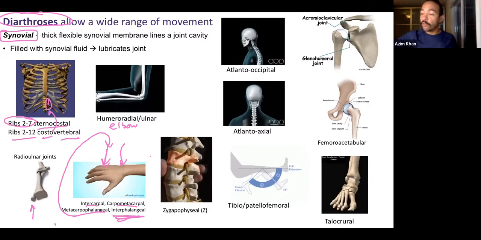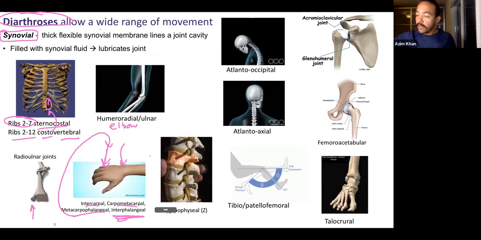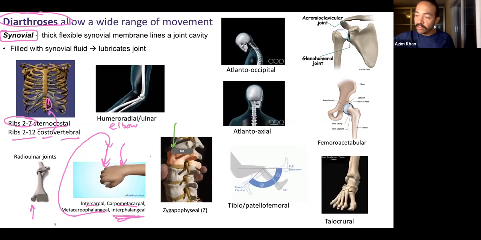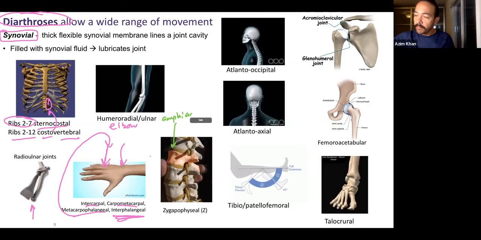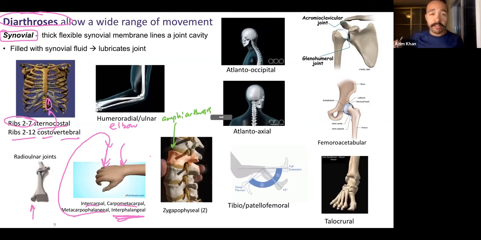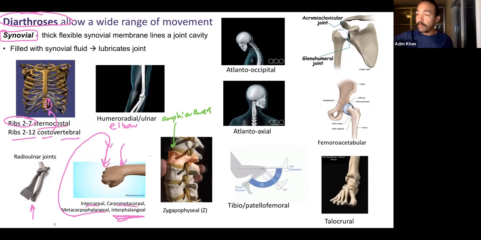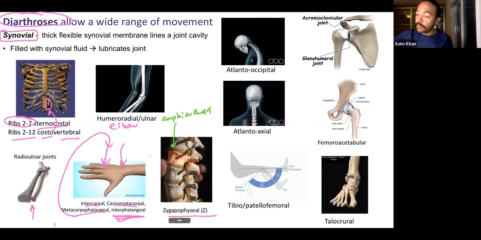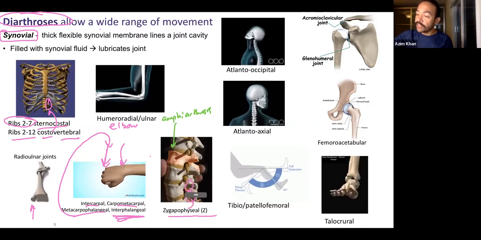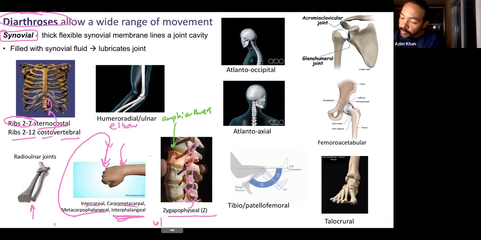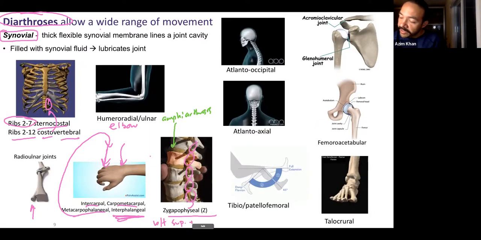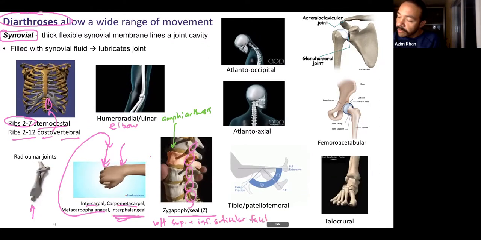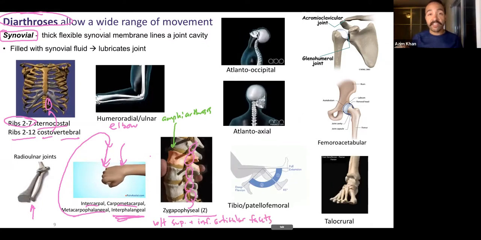I said that for your vertebrae, between the bodies, that's an amphiarthrosis. The intervertebral discs are the amphiarthrosis. But the movable part of your vertebrae, because you can clearly move your vertebrae a lot, is between the superior and inferior articular facets. Let me write that down. Between superior and inferior articular facets. This is known as your zygapophyseal joint.